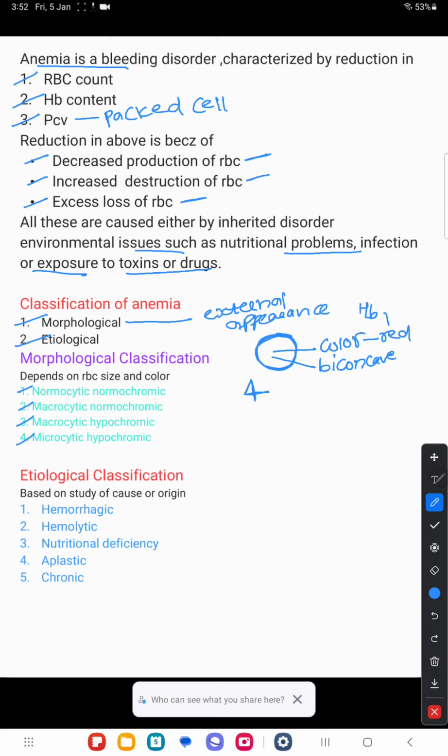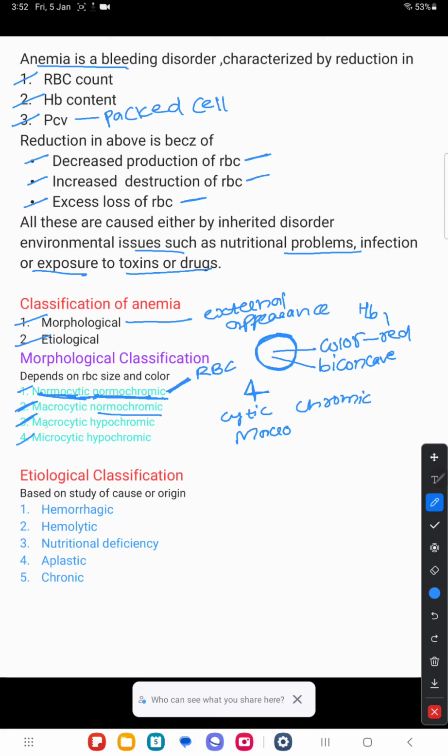See, normocytic. Cytic means size. Chromic means color. Normocytic normochromic means normal size and normal color. But in this anemia, there will be decreased production of RBCs. The remaining are all fine, like size and color. Next, macrocytic normochromic. Macro means large. The RBC will be larger in size, and normochromic means normal in color.